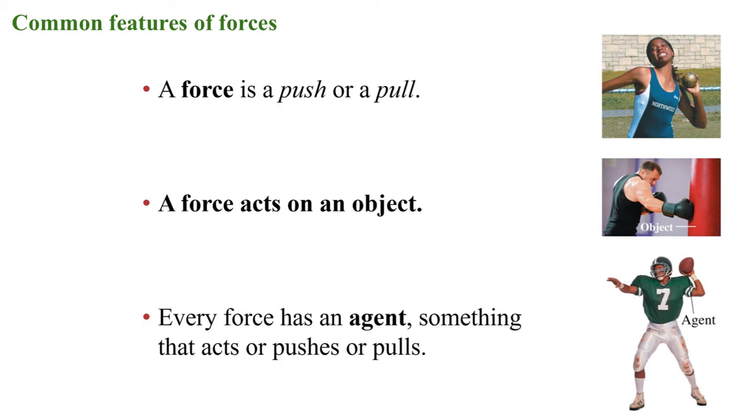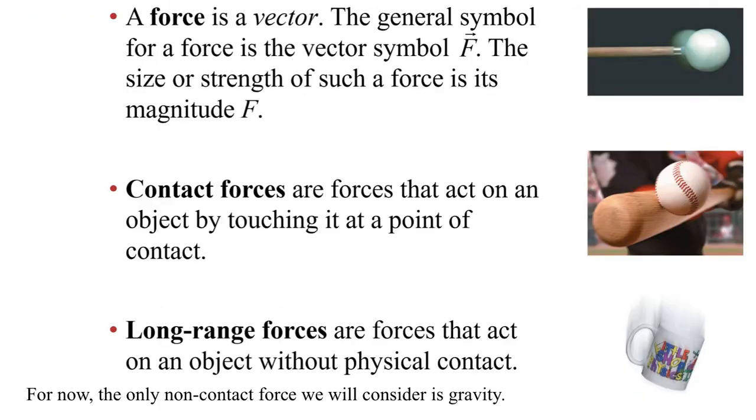Every force has an agent. That's the something that acts, the something that pushes or pulls, the thing that generates the force. A force is always a vector. The general symbol we'll use is the vector symbol F with an arrow over it. The size or strength of this force is its magnitude, and following our earlier convention, if we drop the vector sign, we mean the magnitude of the thing.